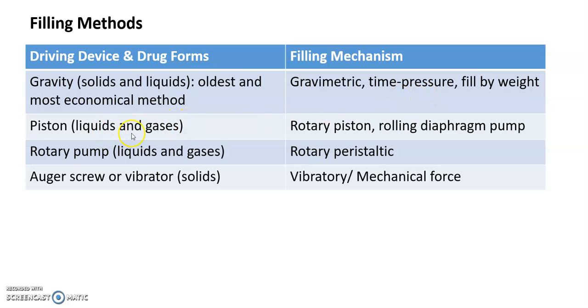The gravity fill you can use for liquid and solid drug products. But if you're dealing with a liquid or gas drug product, you may be able to use a piston. A piston is like an automobile engine. The piston moves back and forth, and by using that back and forth motion, you can generate the force that can push the drug into the vial. And there's a rotary pump. Another name for the rotary pump is the peristaltic pump. You probably used that in the lab, so you can use the machine to fill the vial. That's what you're going to use today.